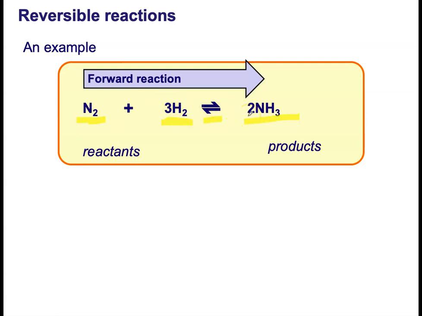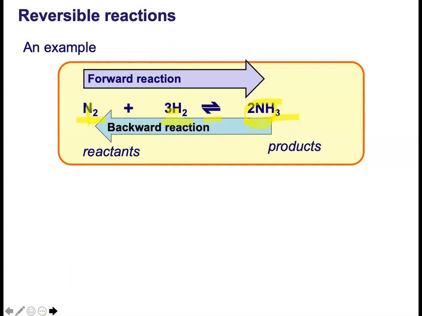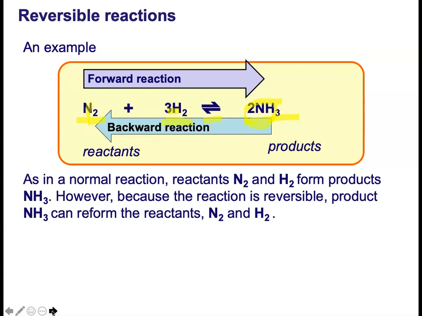form product, this is called a forward reaction in the forward direction. And when ammonia, NH3, decomposes to form hydrogen and nitrogen, this is called a backward reaction, a reverse reaction. So that's the first thing to pick up in this topic, that we have a reaction in the forward direction and we have a reaction in the backward or reverse direction.